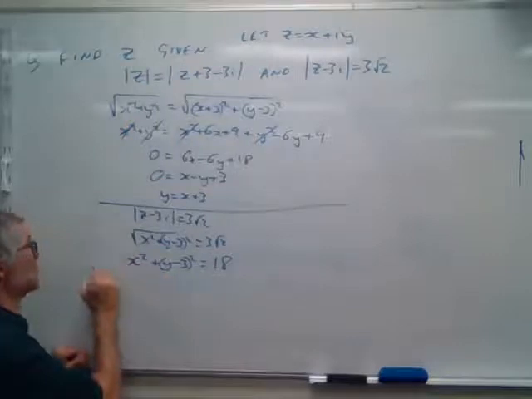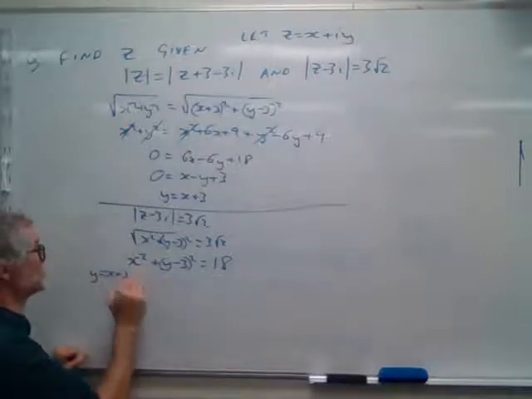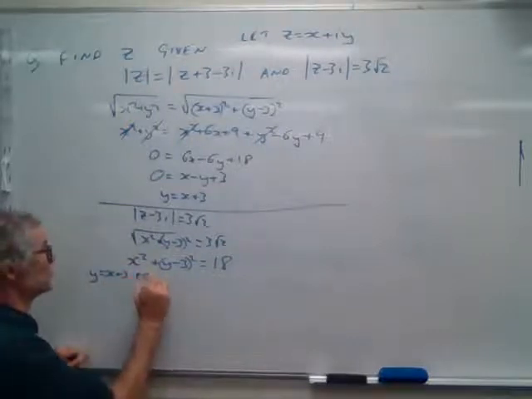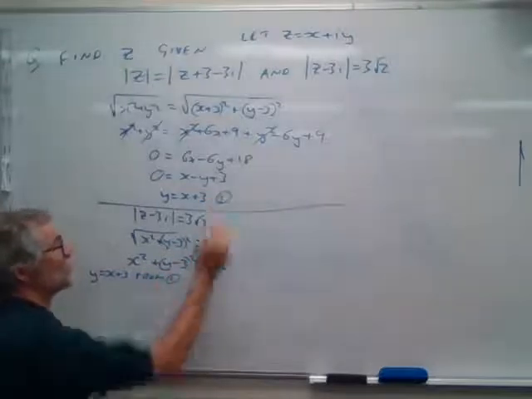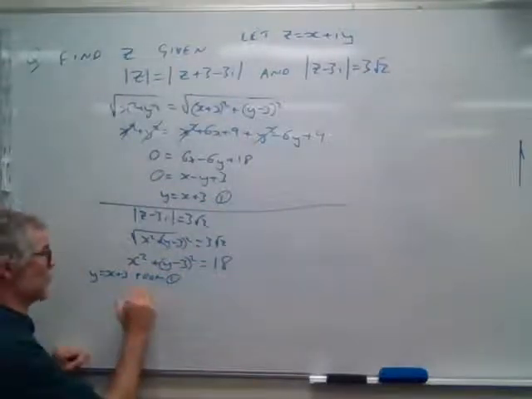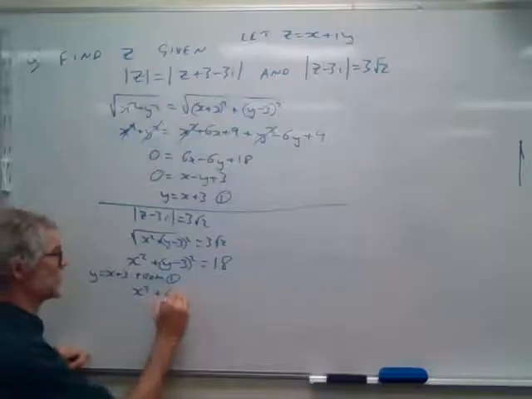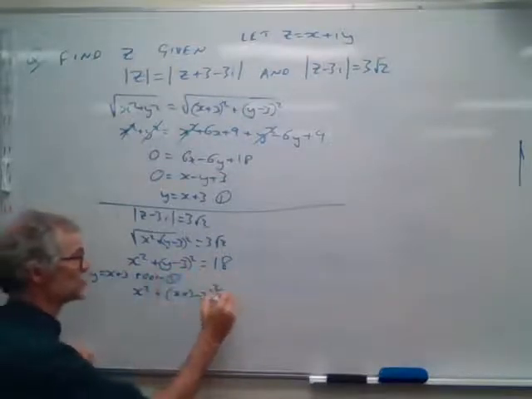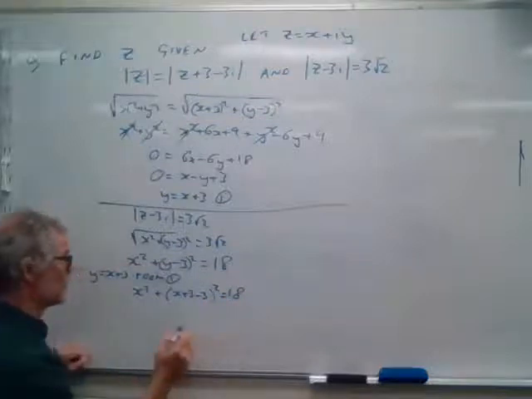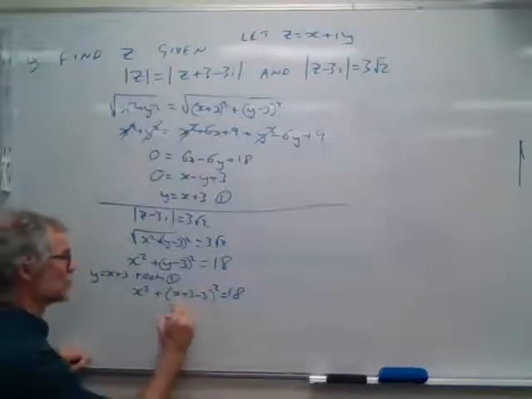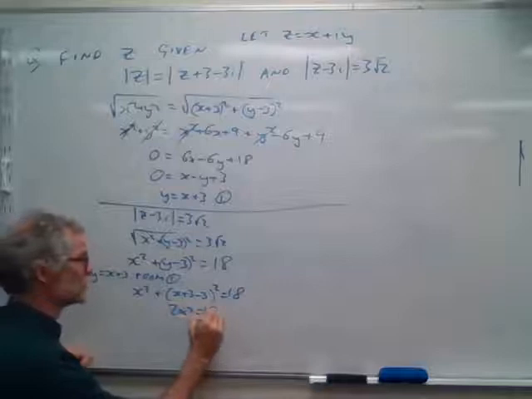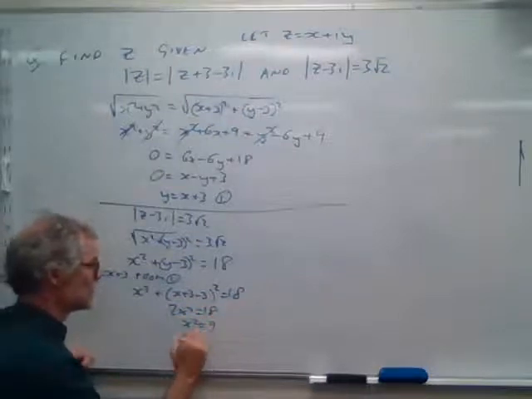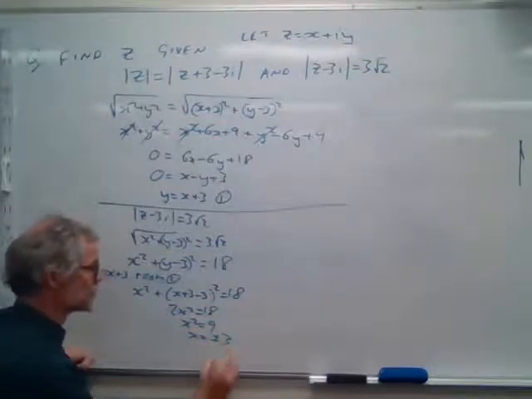We have y equals x plus 3 from there. Therefore, we have x squared plus (x plus 3 minus 3) squared. I can see the plus 3 and the minus 3 are going to go away. So we've got 2x squared equals 18. x squared is 9 and x is plus or minus 3.